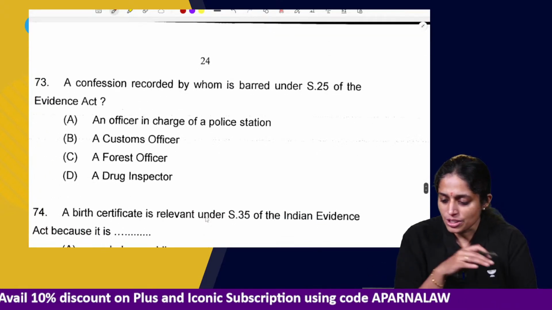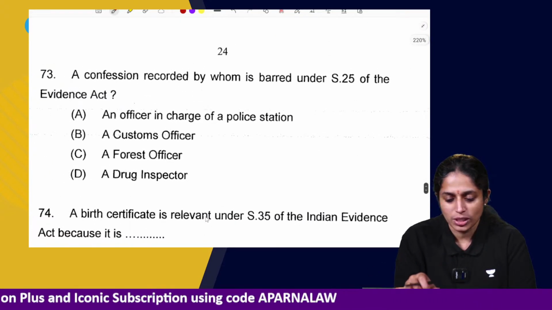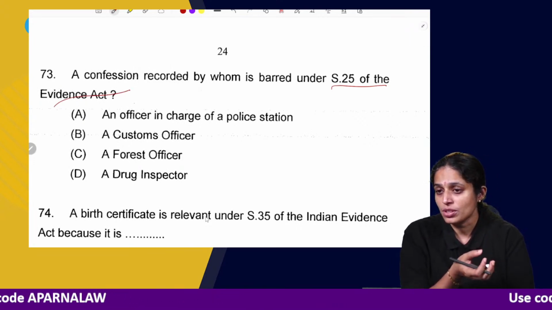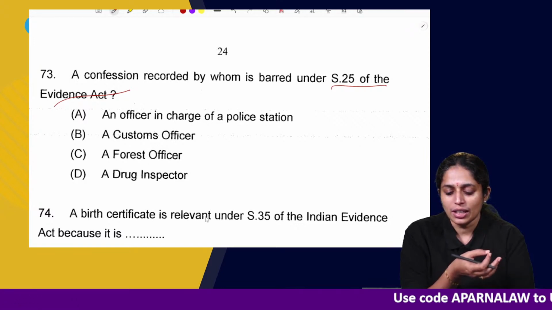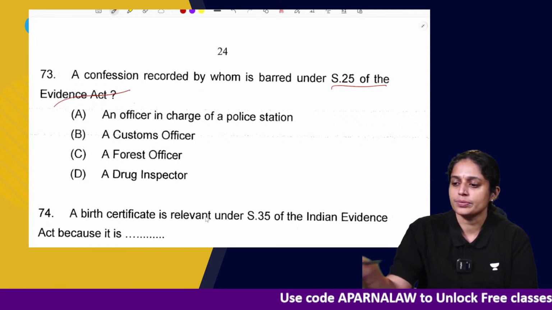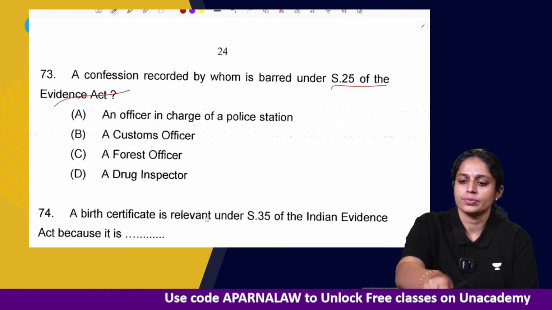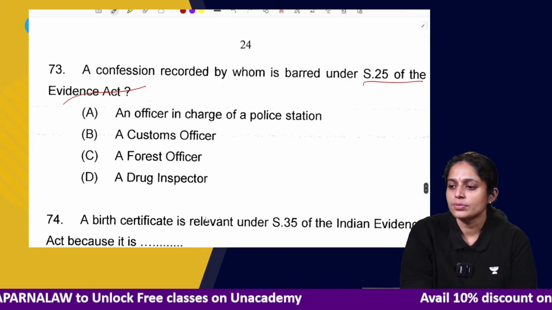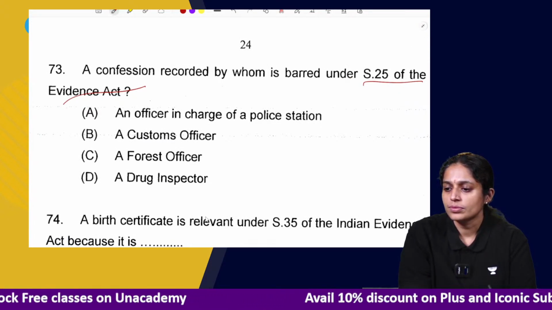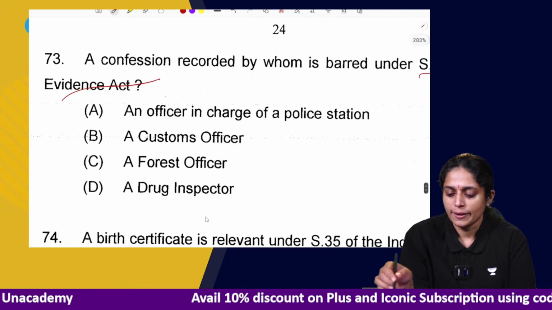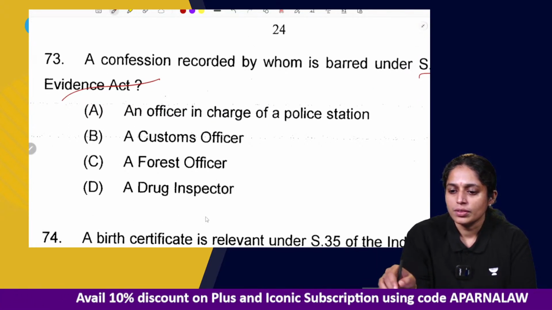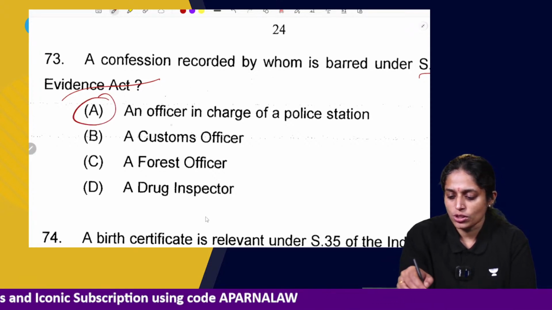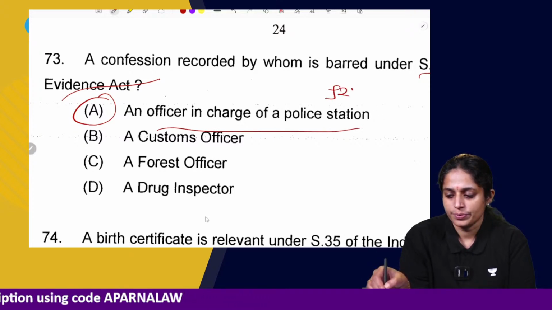73rd question. A confession recorded by whom is barred under section 25 of the Evidence Act? A. An officer in charge of a police station. B. A customs officer. C. A forest officer. And D. A drug inspector. It is A. An officer in charge of the police station under section 25.